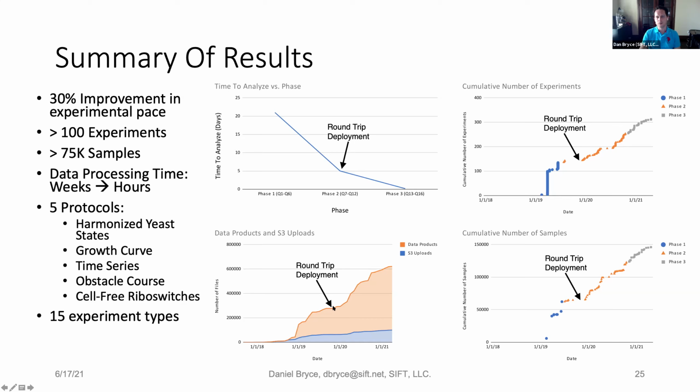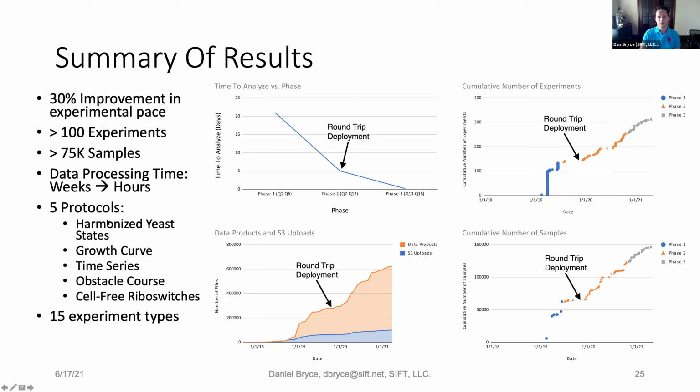The other thing that we've seen is, I just probably want to focus on the orange here, the number of data products produced. Because we have all of these analysis tools that are being based on the same common representation, we can produce that many more data products as a result of that.